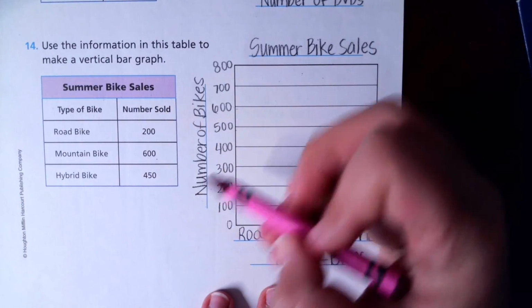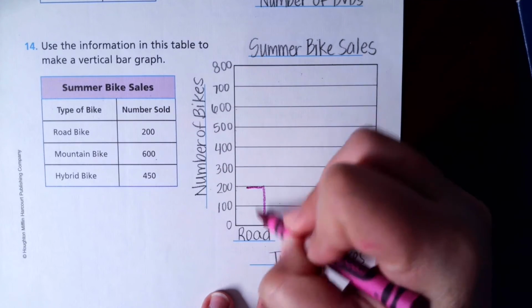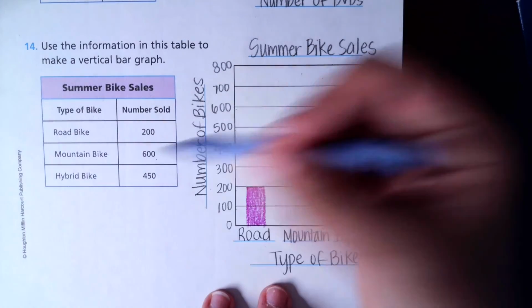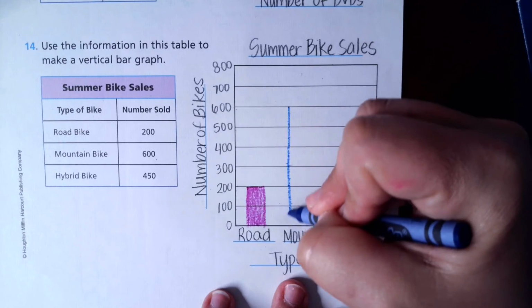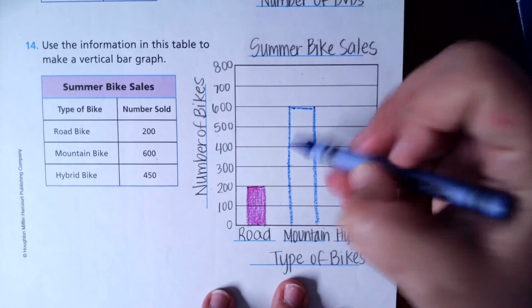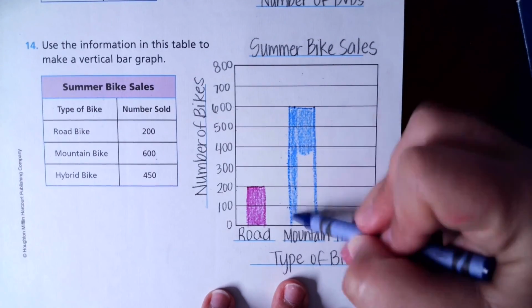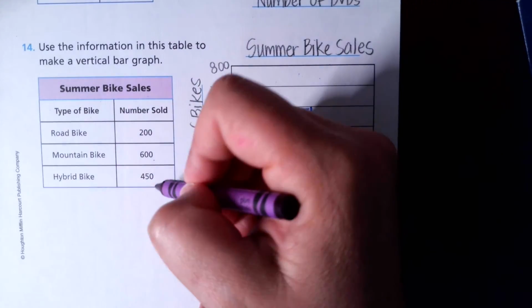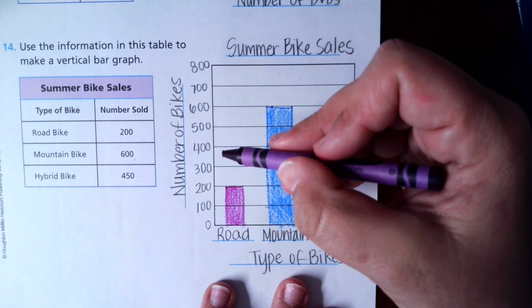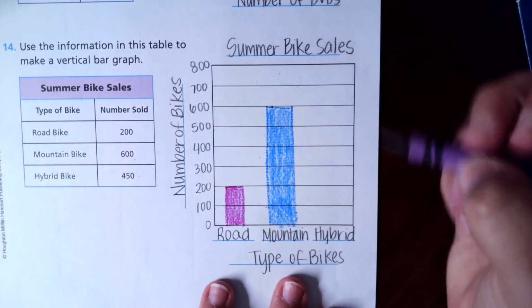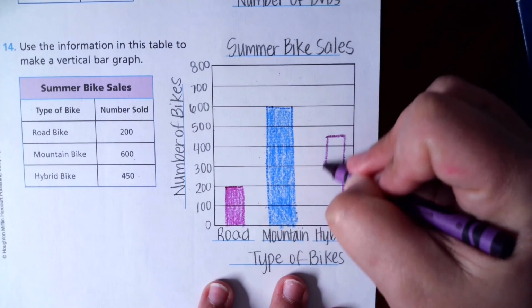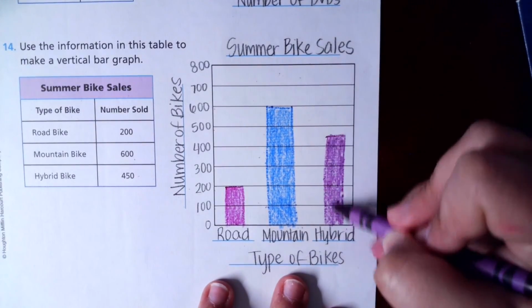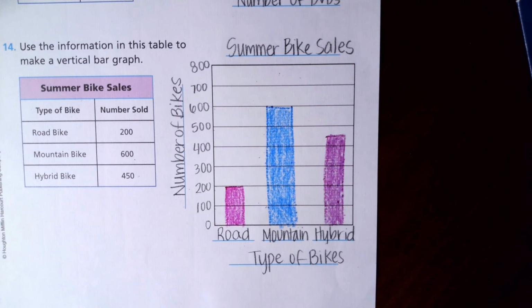All right, let's see how you guys did. So road bikes was 200. So here are my road bikes. Mountain bikes are 600. Whew! Popular. And last but not least, hybrid is 450. Well, I don't have 450, but I know 450 is between 400 and 500. So it would look like that, kind of right in the middle of 400 and 500. And there we go, a vertical bar graph.